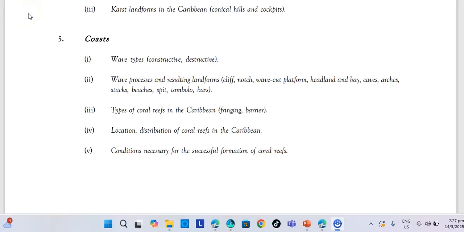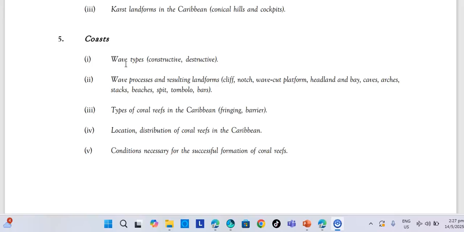Now, waves are mountains of water on the sea's surface caused mainly by wind. There are two main types of wave. So if CXC asks about the types of wave, they are constructive and destructive waves. Now, constructive waves build up the beach.